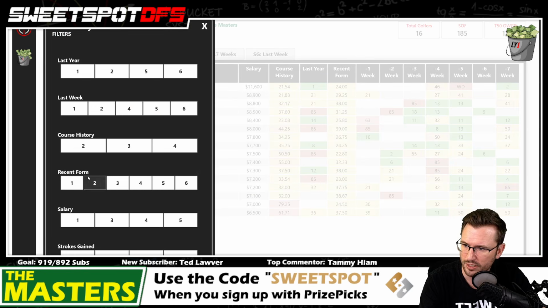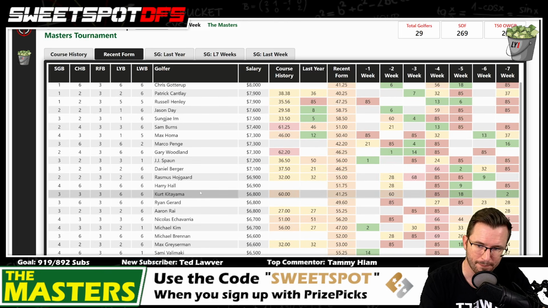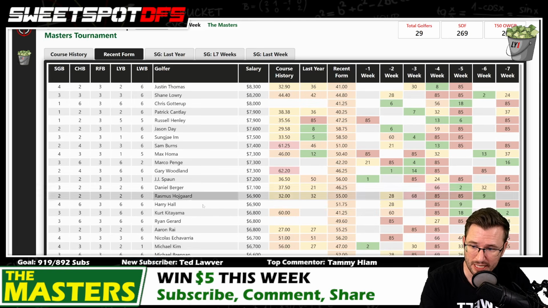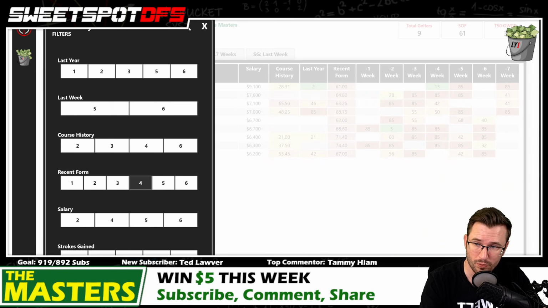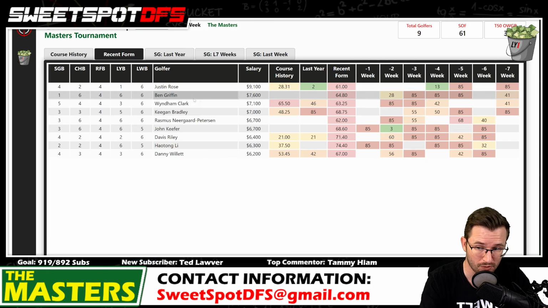Let's double check. Recent form threes. Yeah, Kurt Kitayama is in this bucket. I don't hate it. We had JT and Kurt Kitayama. Let's take a look at those other buckets and just make sure that what we see we just don't like enough. Justin Rose is in the recent form 4 bucket to go with Griffin, who I don't really care for.